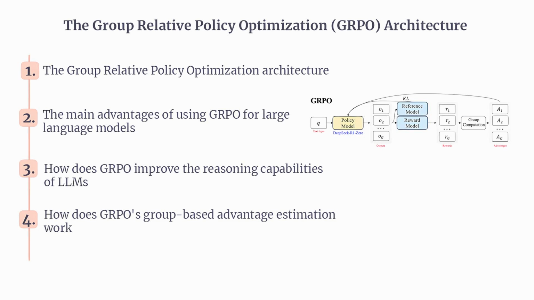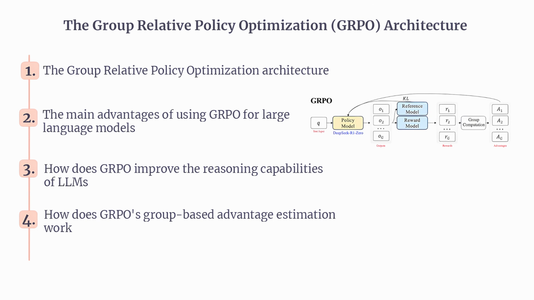Let's walk through the Group Relative Policy Optimization (GRPO) architecture, which is a reinforcement learning algorithm specifically designed to optimize large language models for complex tasks like mathematical reasoning and coding. GRPO is designed to be more efficient and memory-friendly than traditional methods, such as proximal policy optimization (PPO).